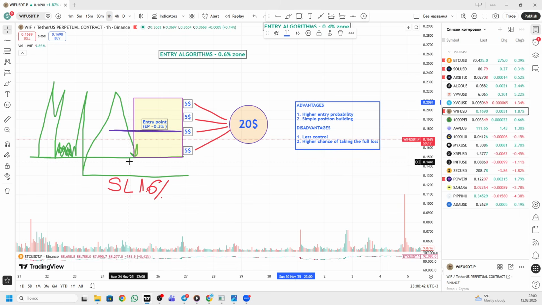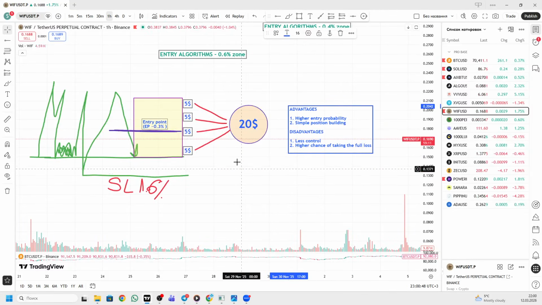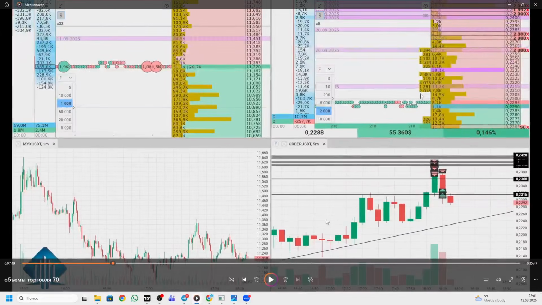Okay, now let's take a break, 10 minutes, and then we'll continue already in the terminal, and we'll see how it works. And let me continue our trade, which I put for you in the previous break.